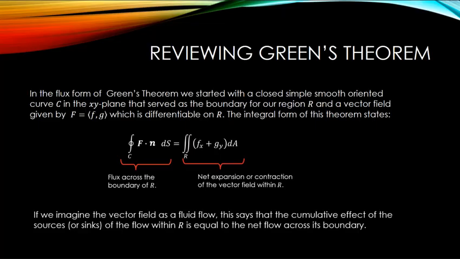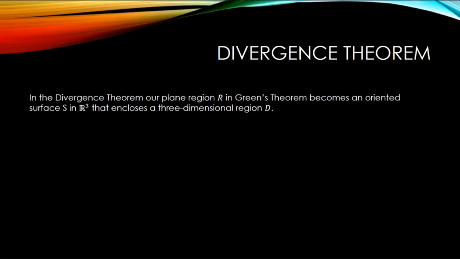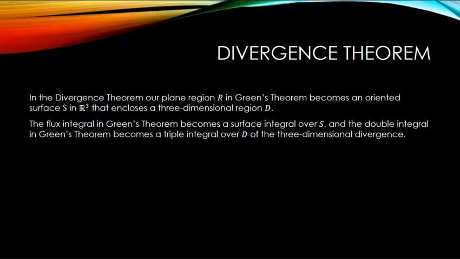If we imagine the vector field as fluid flow like we did before, this basically says that the cumulative effect of the sources or sinks of the flow within R is equal to the net flow across the boundary of R. In the divergence theorem, the plane region R that we worked with in Green's theorem becomes an oriented surface S in R3 that encloses a three-dimensional region D. The flux integral in Green's theorem becomes a surface integral over S, and the double integral in Green's theorem becomes a triple integral over D of the three-dimensional divergence.